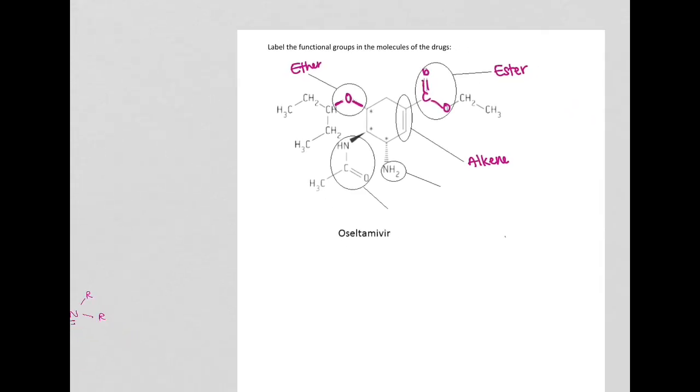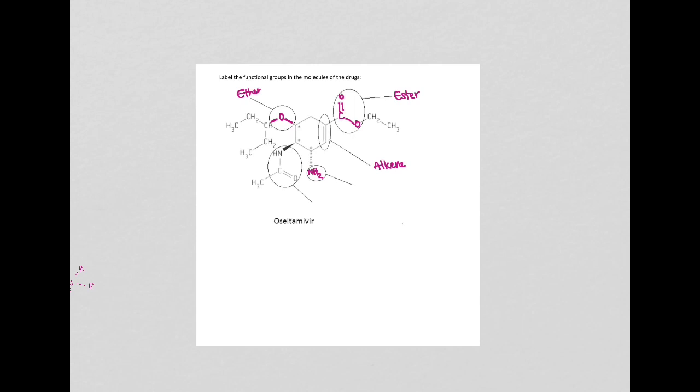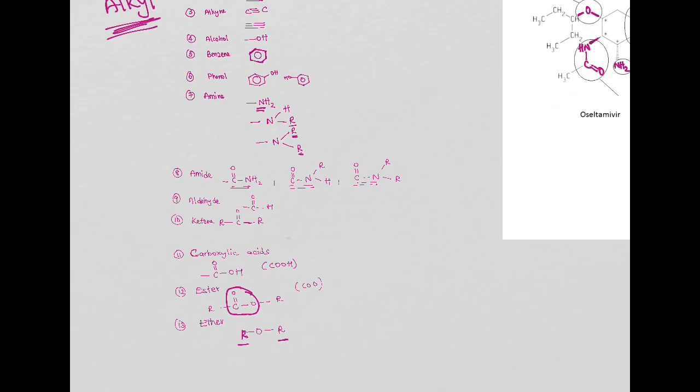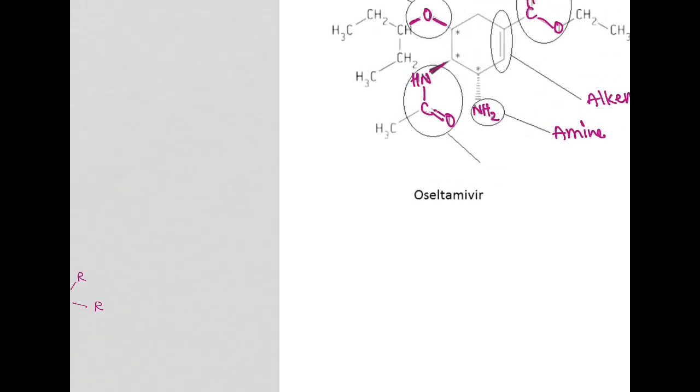You have NH2. NH2, we can identify it here. So this is amine. And you have CO and then NH. So this is the R group over here. The R group could be any big chain. So NH with CO here. So this is amide.